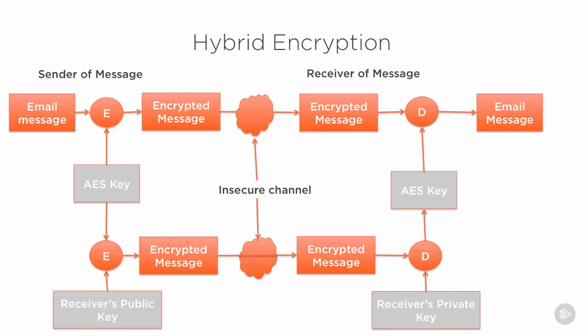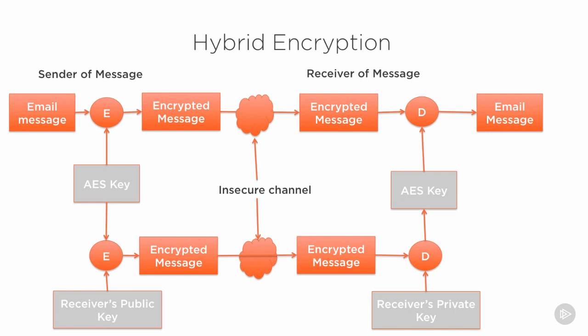Let's take a look at how encryption works. We can see here an example of hybrid encryption. In other words, we're going to use a combination of both symmetric and asymmetric encryption. This is commonly used if you encrypt an email with a product such as PGP or S/MIME.